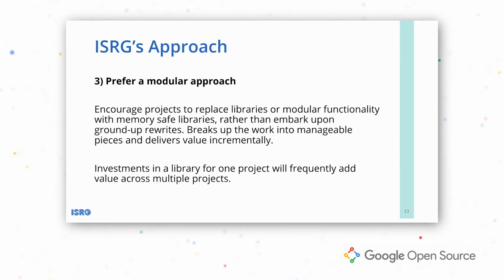So if we can just swap out one library for another and deliver that by a software update, we can sometimes do that in a matter of months. If we were rewriting the program from scratch, we wouldn't get that kind of incremental value. We might have to wait 1, 5, 10 years, who knows. Also, when we have a modular approach, we can focus on investing in libraries that many different pieces of software can use. And when we improve those libraries, it improves lots of different software.